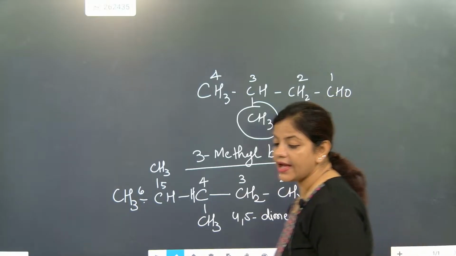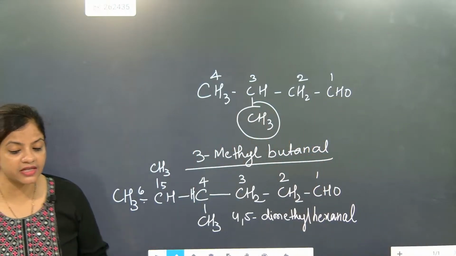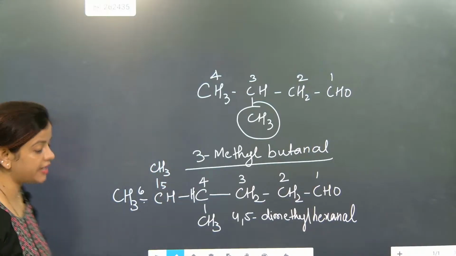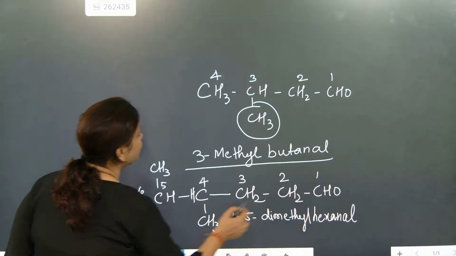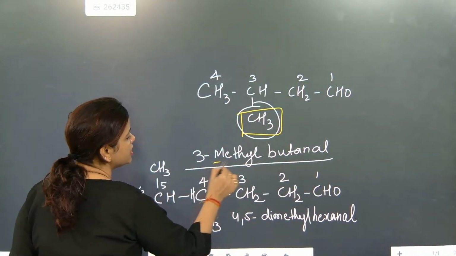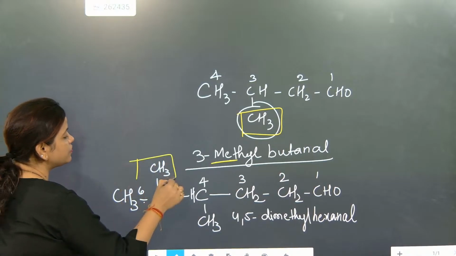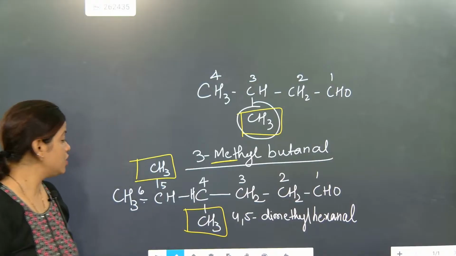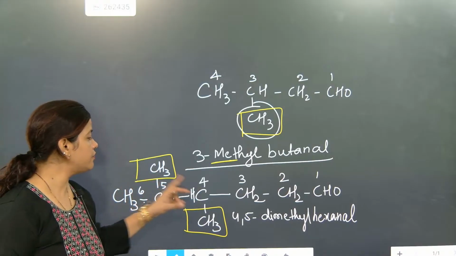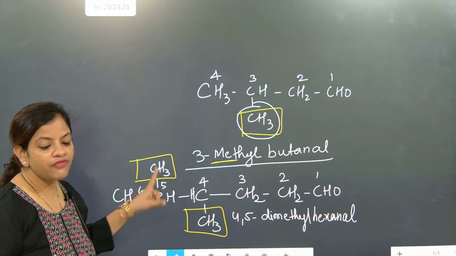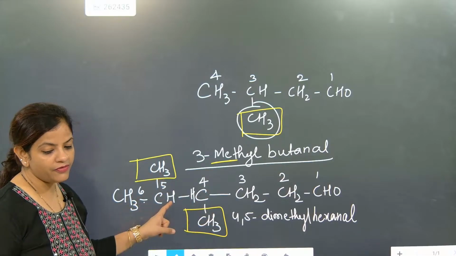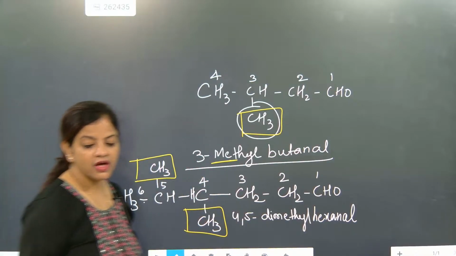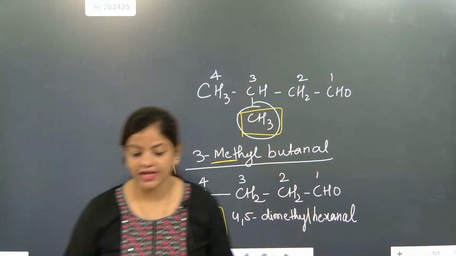Now, beta, hexanal. Why are we saying hexanal? Dimethyl means two methyls are added. Now look here. If only one is added, it is only methyl. Here, how many times have we added? Two times, so it is called dimethyl. So what are we going to say? 4 location first, 5 location after that. So 4 comma 5 dimethyl hexanal. Like that we are going to say.